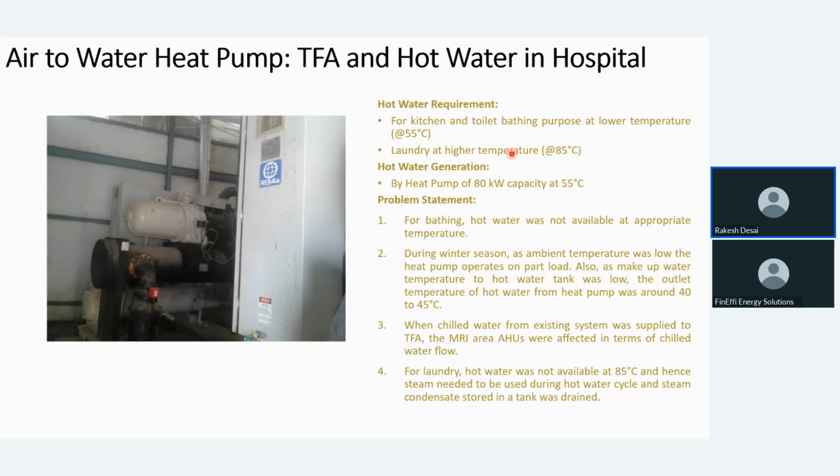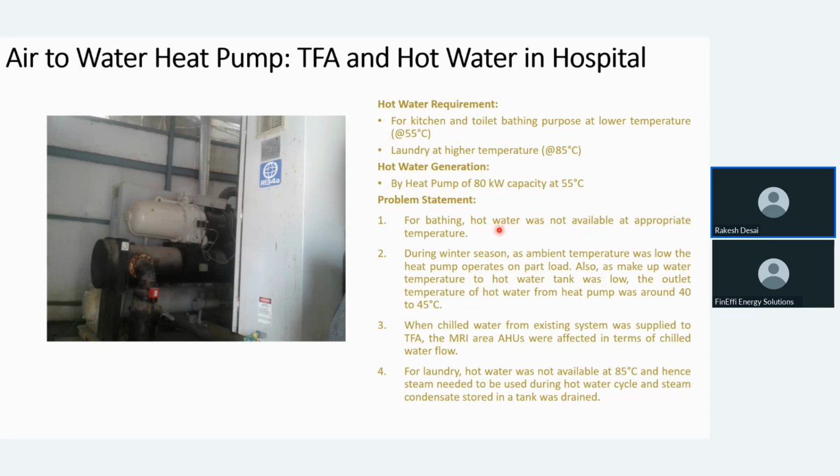degree centigrade hot water. They had an 80 kW capacity heat pump which was generating at 55 degree centigrade hot water. There were multiple problems in the system. First of all, for the bathing purpose, hot water was not available at appropriate temperature.